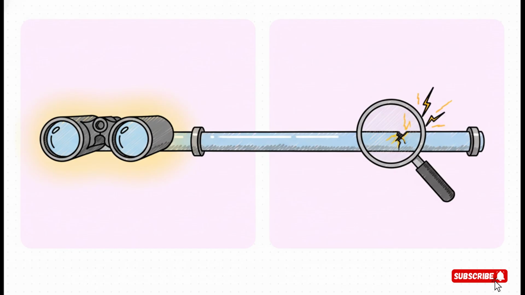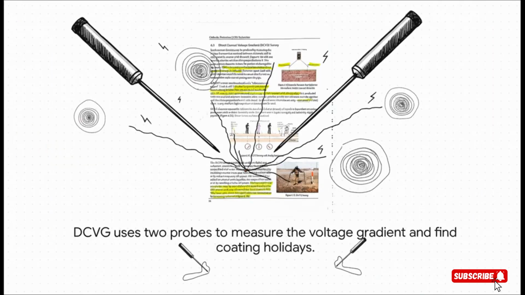Then DCVG is your zoom lens. It gets right in there. DCVG stands for direct current voltage gradient, and its job is to ask a much more specific question. Exactly where is the current leaking out of a hole in the coating? So here's the clever part. A surveyor walks along the pipeline with two probes stuck in the ground. They're measuring the voltage gradient in the soil.